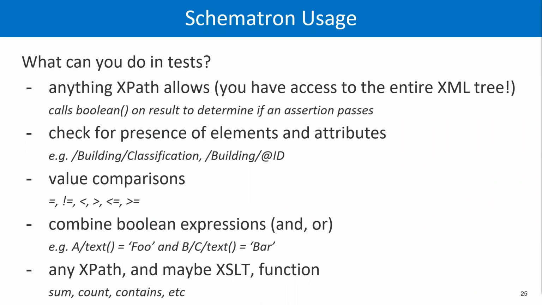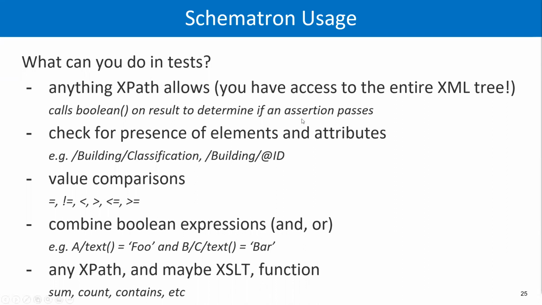Cool. So what can you do? I haven't really said this explicitly, but as you've seen from the examples, you can basically write anything that XPath allows you to write. You even have access to the entire XML tree. So even though you're within a context, you could reach across all the way to the root node and then do an entirely different XPath based on that. And as I mentioned, it'll call Boolean on the result to determine if a test's passed.